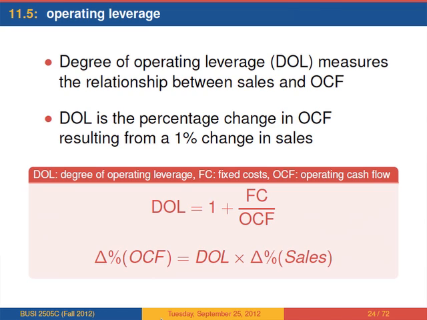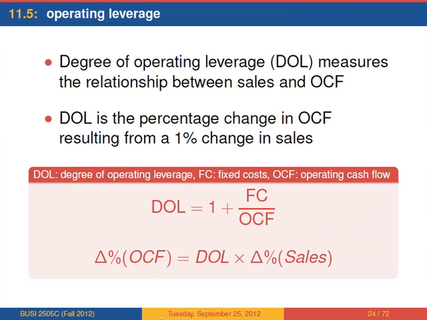So the degree of operating leverage measures the sensitivity of your outcome, your operating cash flow, to how much fixed costs you have. Basically it's the fixed cost divided by the operating cash flow. If you have a business model that's entirely variable costs, with no fixed costs whatsoever, then the degree of operating leverage would be 1.